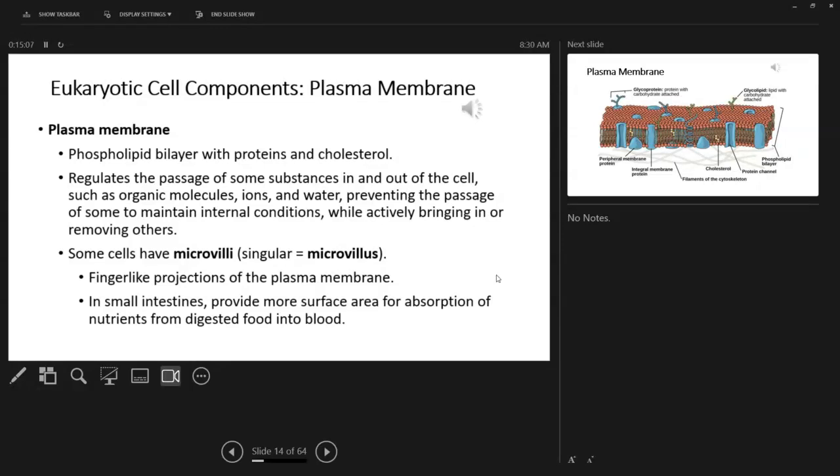So it's mentioned here that some cells have microvilli.